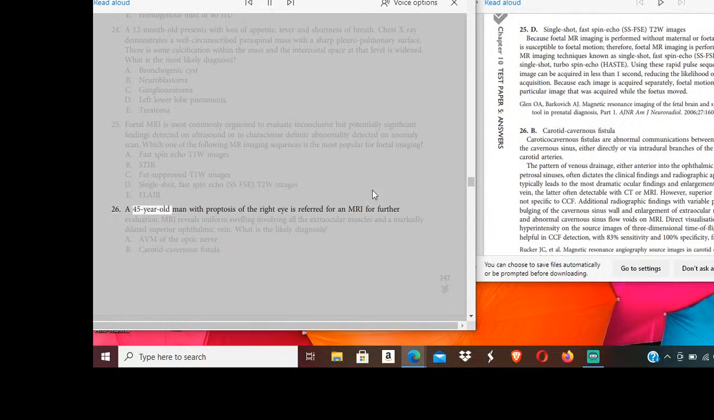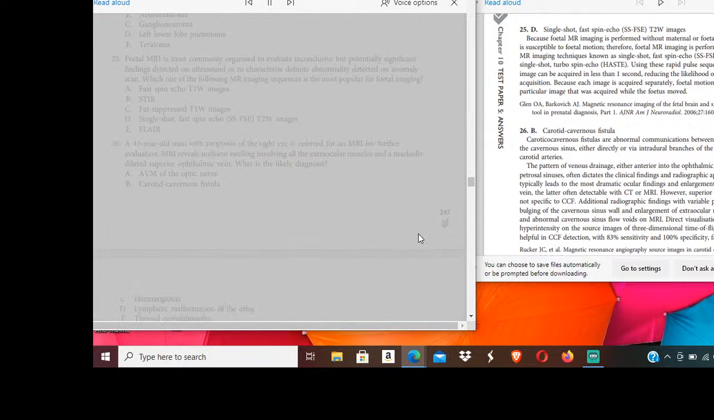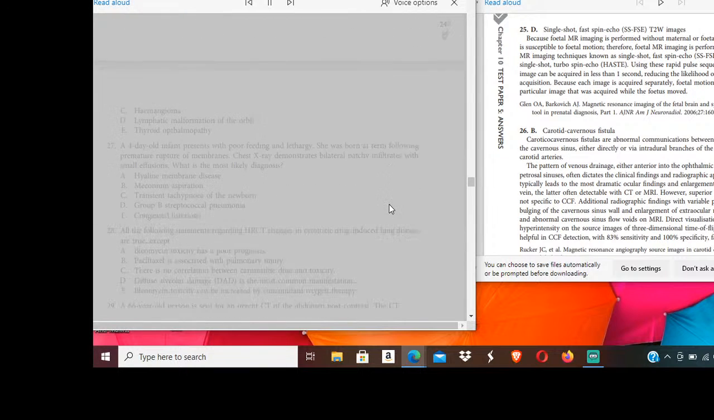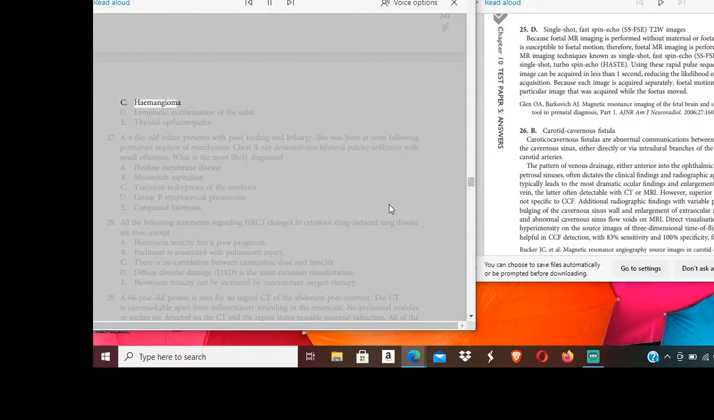26. A 45-year-old man with proptosis of the right eye is referred for an MRI for further evaluation. MRI reveals uniform swelling involving all the extraocular muscles and a markedly dilated superior ophthalmic vein. What is the likely diagnosis? A. AVM of the optic nerve. B. Carotid cavernous fistula. C. Hemangioma. D. Lymphatic malformation of the orbit. E. Thyroid ophthalmopathy.